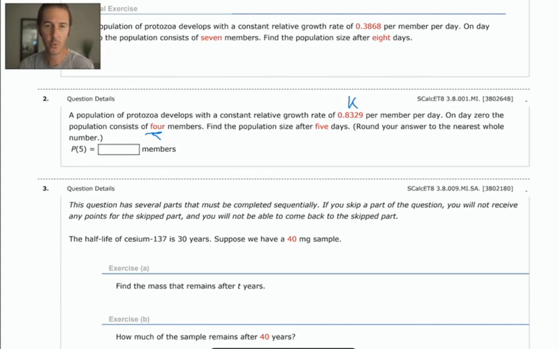In problem number 2, which is where I want to start, we have a population of protozoa which develops with a constant relative growth rate of 0.8329, which I've already labeled as our K value, per member per day. And on day 0, the population consists of 4 members. We want to find the population size after 5 days, and we'll do some rounding. So let's see if we can figure out how to frame this. The question we're being asked for is P of 5, the population after 5 days.